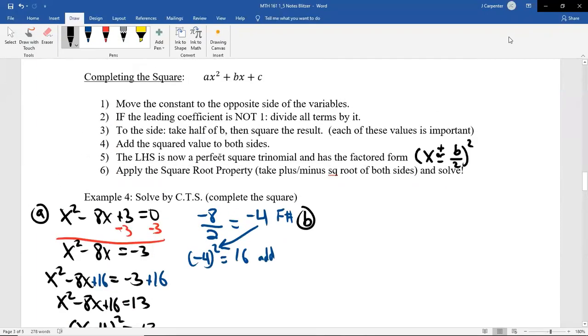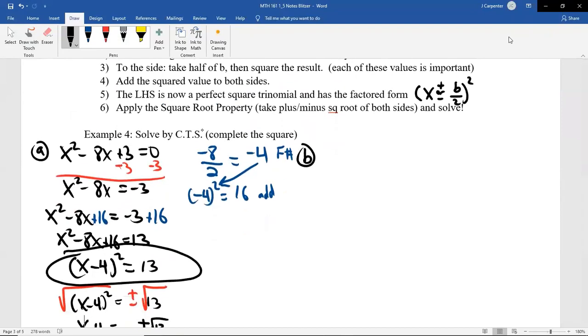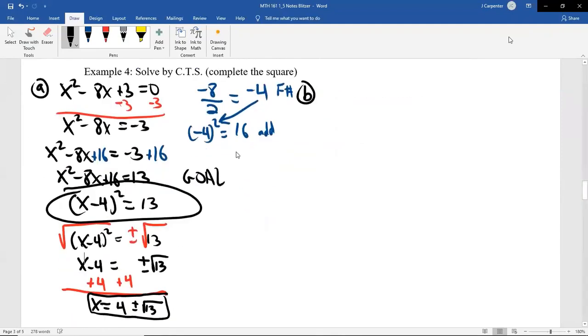You've got to practice this on your own. You've got to pay attention. You've got to understand the reason we're doing these things. Our goal, this is our goal. We want to get to something squared equal to a number so that we can very simply just take a plus or minus square root of both sides. That's why that was our big picture goal, so that we can break this down in a very simple way.